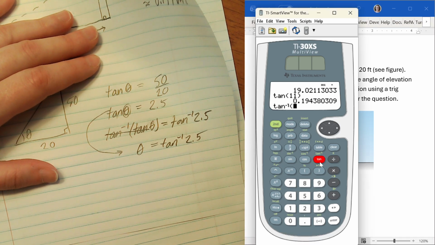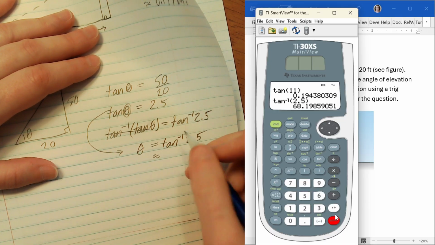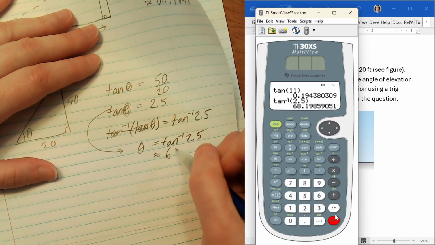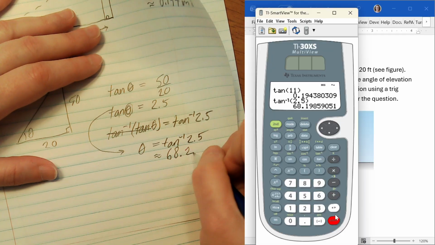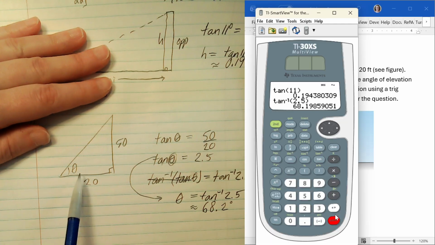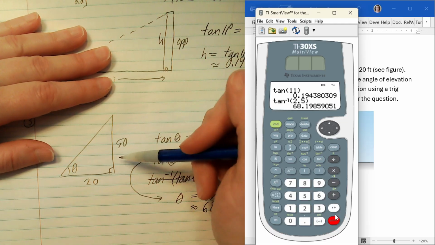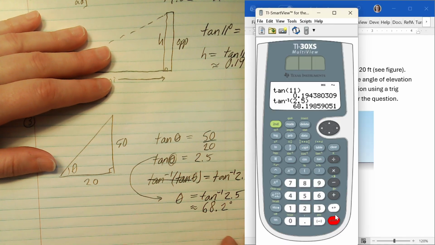Second tangent 2.5, and be cognizant of what mode your calculator is in, because the angle you get back is going to be in degrees or radians depending on that mode. For an applied problem like this, most people would want degrees, because that's more understandable to the average human. So 68.2 degrees. Looking back at our triangle, this side is kind of short compared to this side, which is a bit longer, so 68 degrees seems okay.